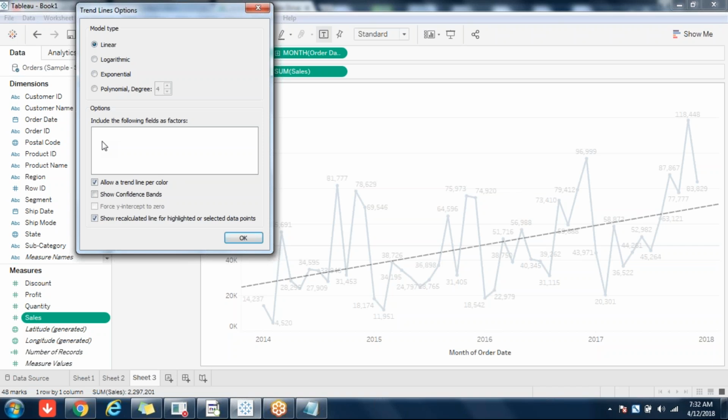So that's how it is. Again, here we have one thing called confidence bands. What is confidence? Just now we have seen in the reference lines concepts also that confidence lines were there, right? Confidence band was there.